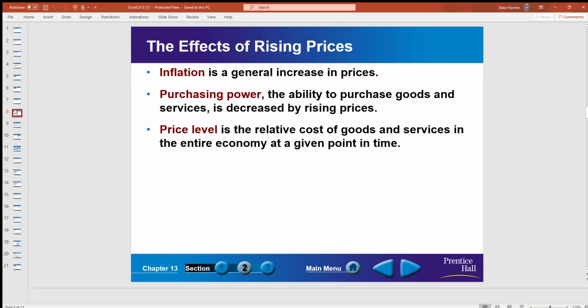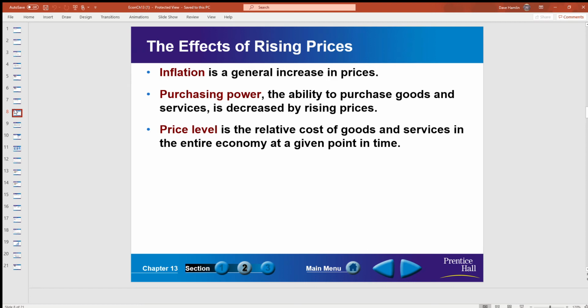Inflation, general increase in prices. Basically, gasoline can go up from $2 a gallon to $3 a gallon. That jump in price signals inflation. Purchasing power is the ability to purchase goods and services. Typically, it's how much I can get for what I spend.